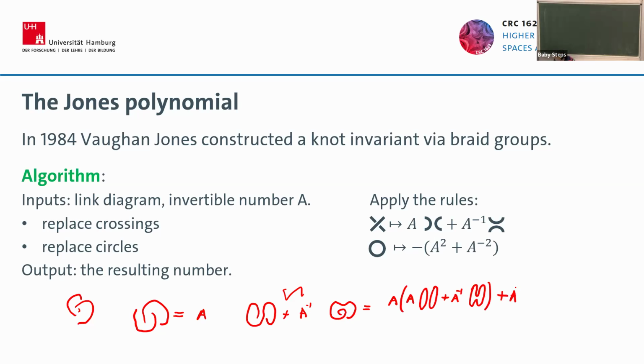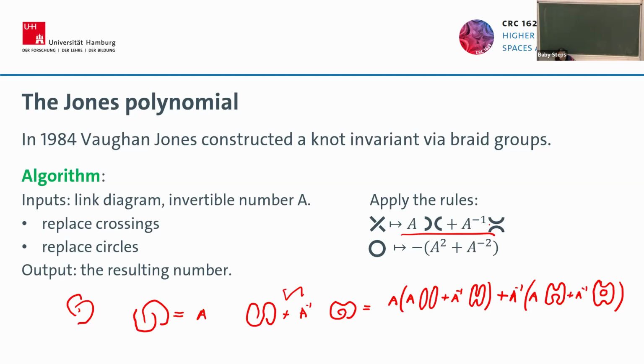And then I still have the A inverse term. What am I going to get there? We do A times the vertical resolution, and then we do A inverse times the horizontal resolution, which now looks like this. Okay? Happy? So I've replaced the crossings in the diagram in a multilinear fashion by this expression.